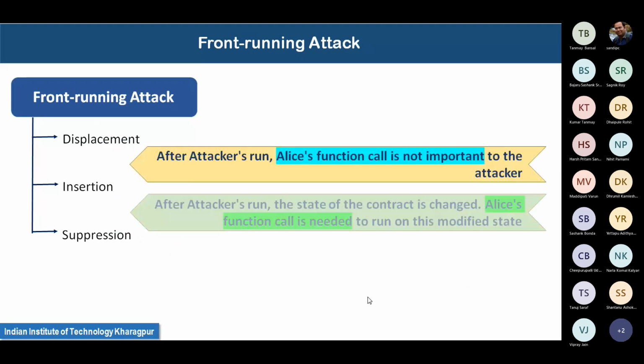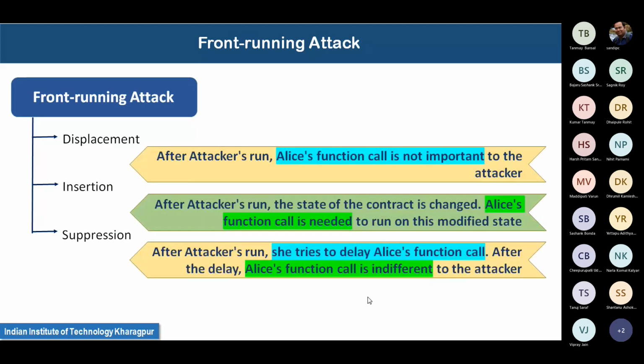This paper is actually listed in the last slide of this presentation. It is of course a very easy to read paper, and it categorizes the front running attacks into three types. One is so-called displacement, one is insertion, and the other is suppression.